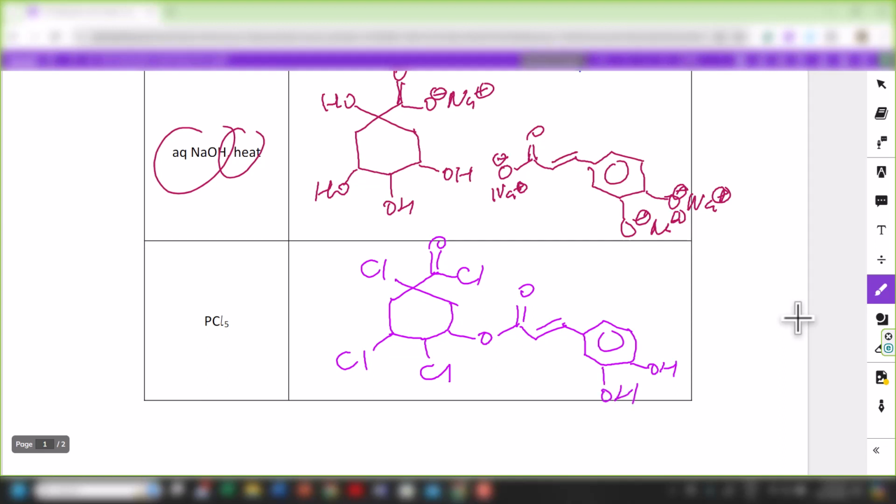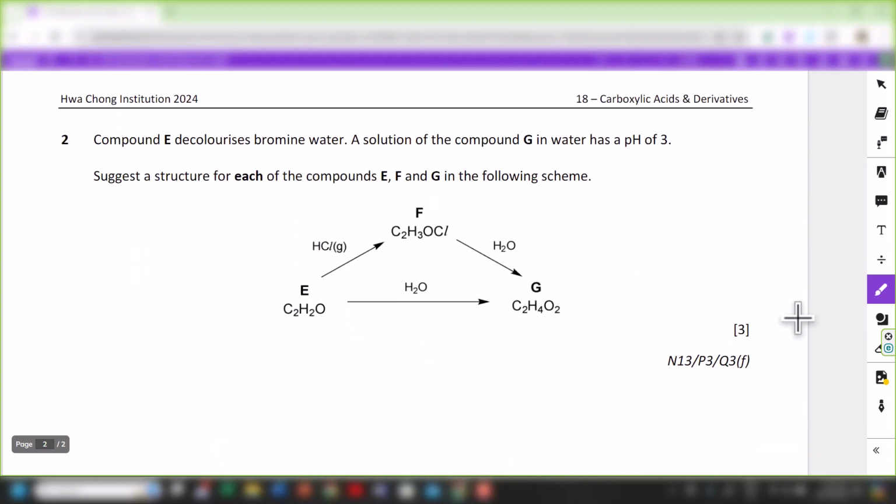Okay, so I think number one rule here is know your reactions, be able to link the reactions. So I think this is a very important part of revising for organic chemistry. Okay, yeah, next I'm going to move on to question 2.